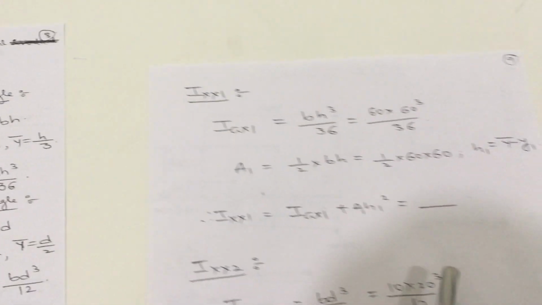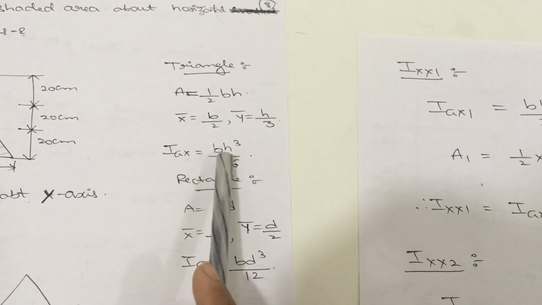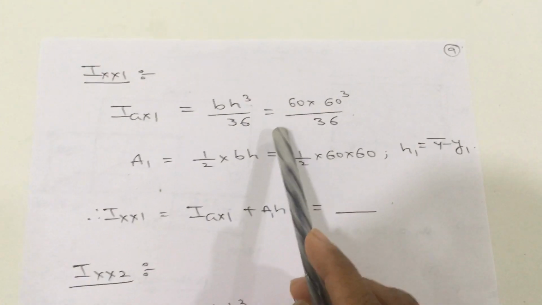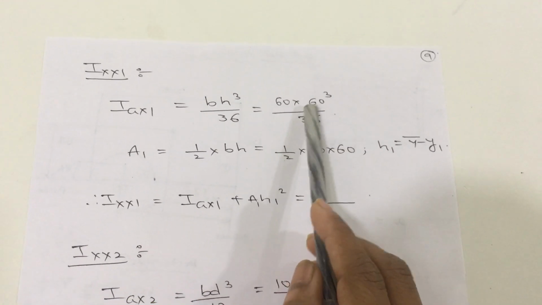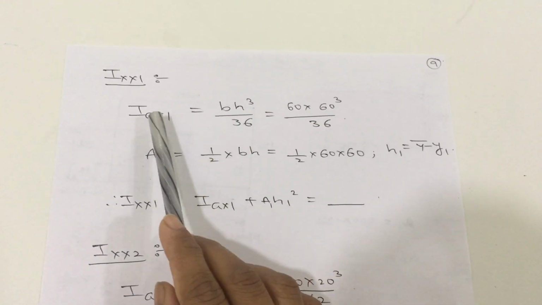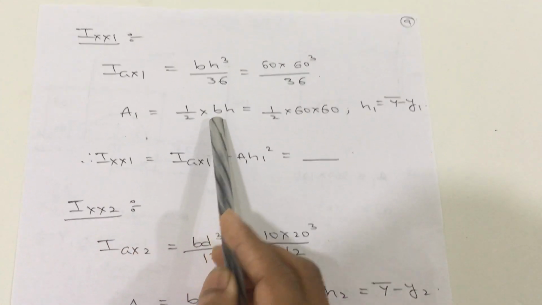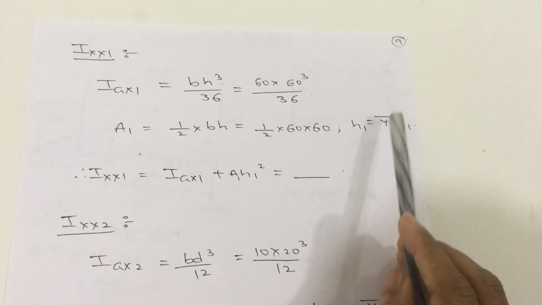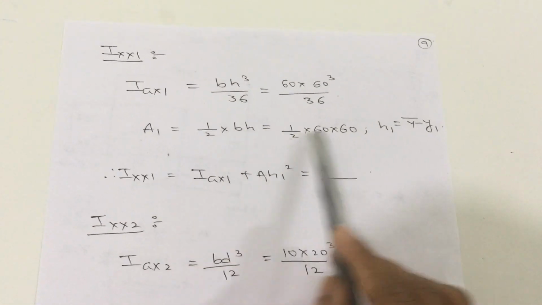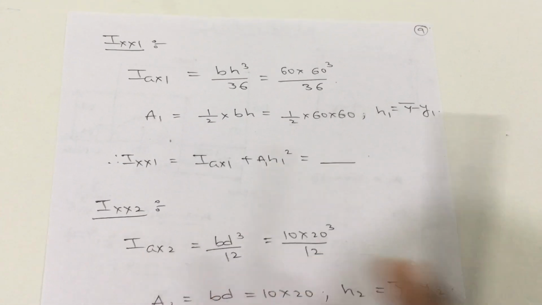Next, Ixx1 calculation for the triangular section. For the triangular section, Igx formula is BH cube by 36. So base value is 60 and height value is also 60. So 60 into 60 cube by 36, we will get the Igx1 value. Next, area value we have already calculated. Next, H1 value in terms of the y distances, y bar minus y1.